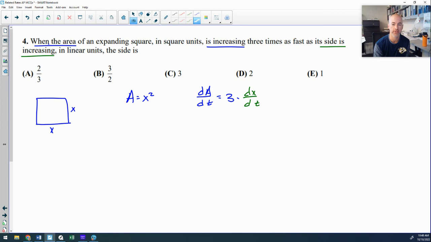My multiplication dot looks like a subtraction sign. There, that's better. So dA/dt is 3 dx/dt. And now we're trying to find the side length. In this case, they didn't give you when the side length is 4 or when the area is 12 or anything like that. Would have made this a heck of a lot easier.